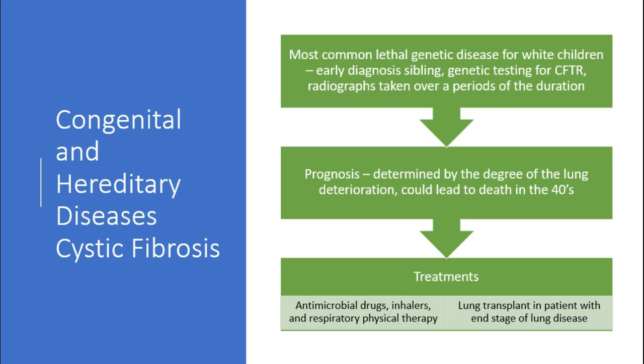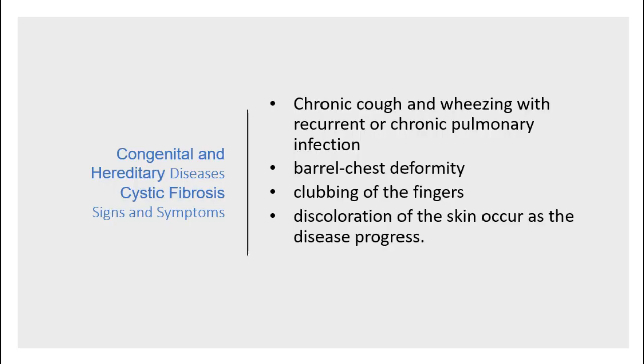Early diagnosis is key. We take radiographs over a period of time. The prognosis is usually death within the 40s. I had a student that had this, and he was 32 when he passed. Very sad. So treatments are antimicrobial drugs, inhalers, respiratory physical therapy, and lung transplant at end-stage disease. My student was on IV drug therapy to help with the surfactant and clearing out and making his lungs more productive.